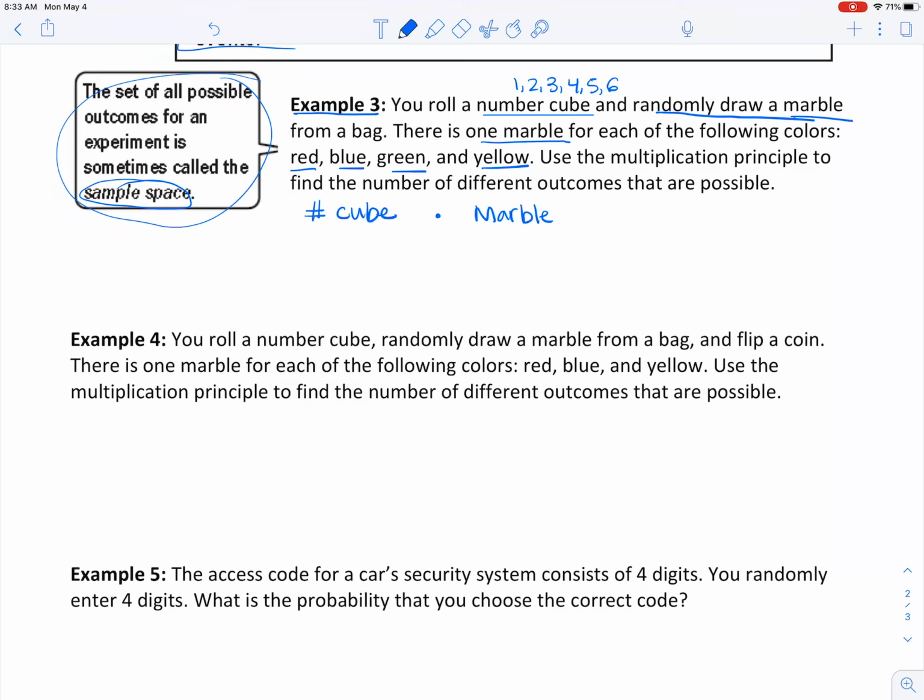So on a number cube, there are numbers 1 through 6. So that means that there are 6 different numbers. We're going to take 6 times how many different colors of marbles there are. There's red, blue, green, and yellow. That's 4 different colors. 6 times 4 is 24 different possibilities.